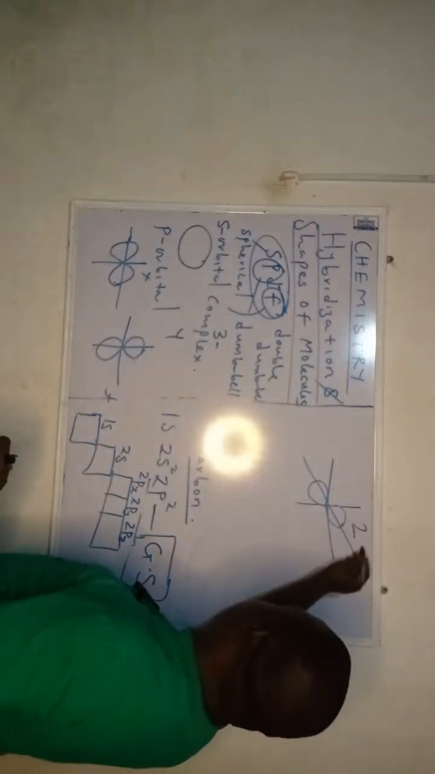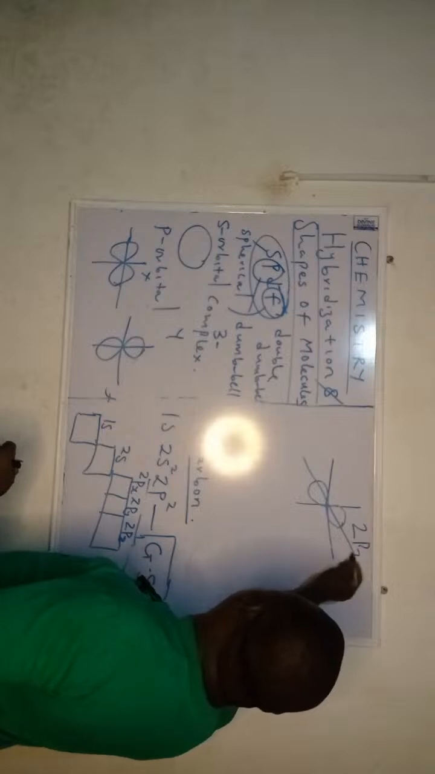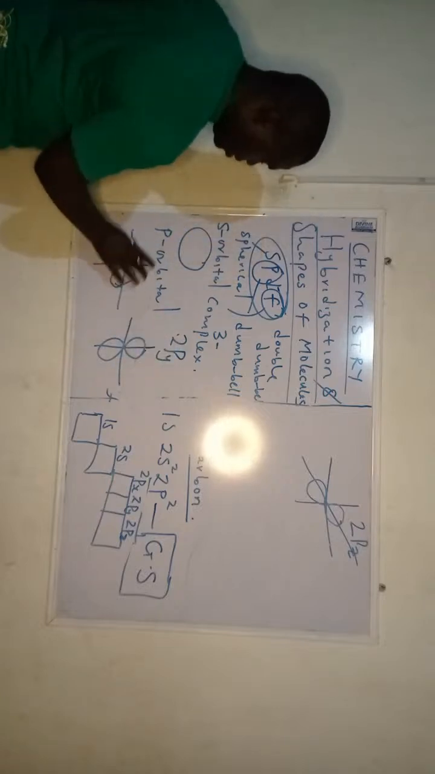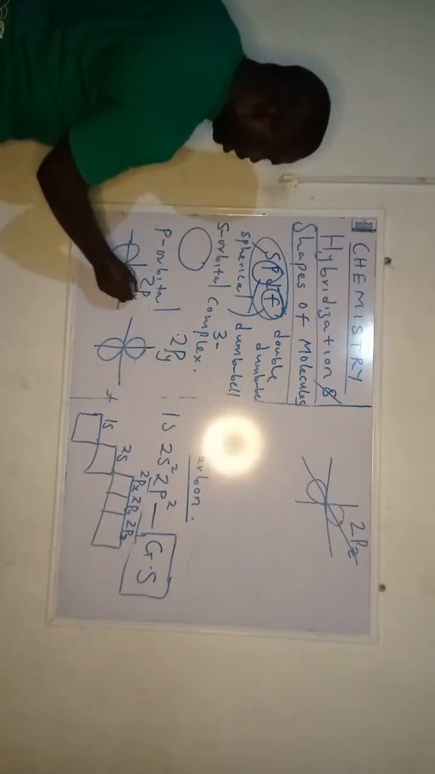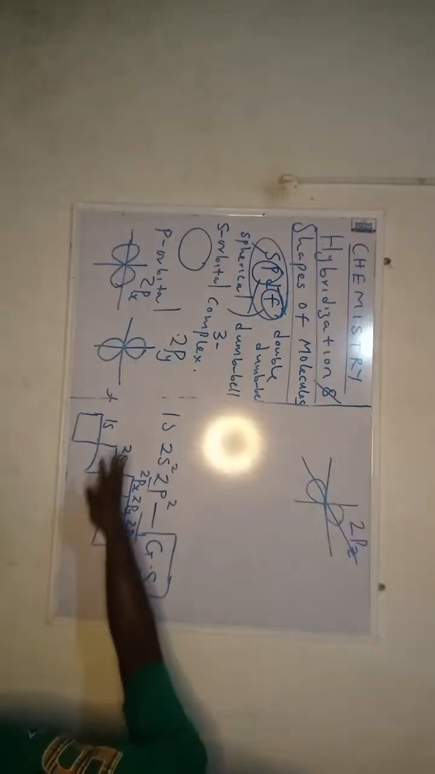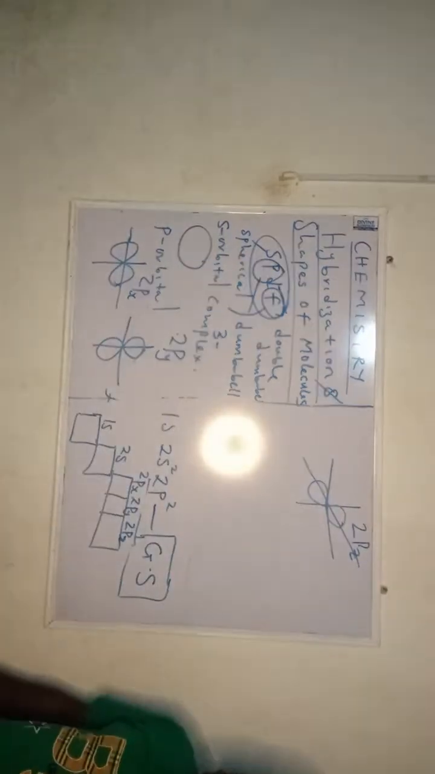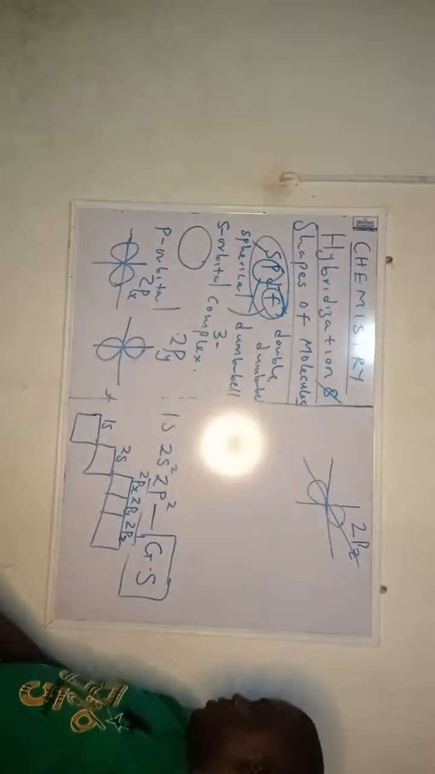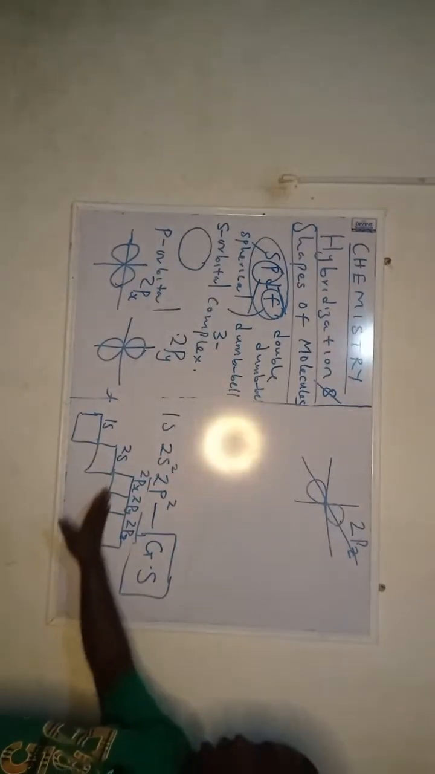So this is 2pz, this is 2py, and this is 2px. Are you following? And so this is it. This shows that the p orbital has three degenerate orbitals, which the s orbital does not have. And this is why we have now.